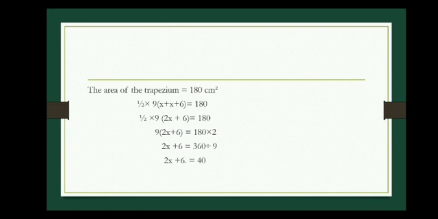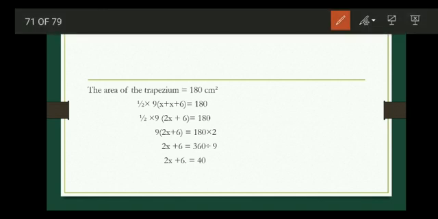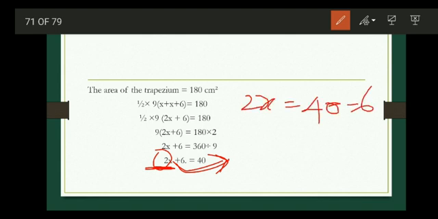So 2x plus 6 is equal to 40. We need the value of x. So we'll keep the term involving x this side and we'll take the other things that side of the equal. Okay, so here it is plus 6. When you take this 6 to this side, it will be minus 6. That is 2x is equal to 40 minus 6. Okay, 40 minus 6 is 34. 2x is equal to 34.